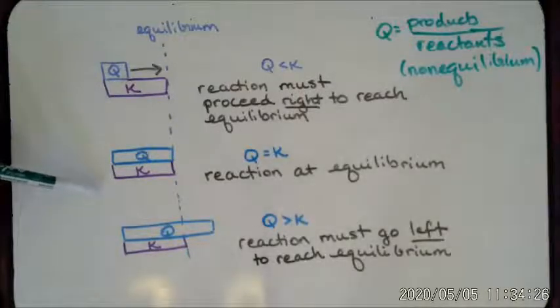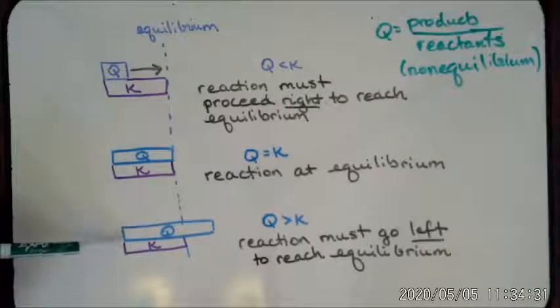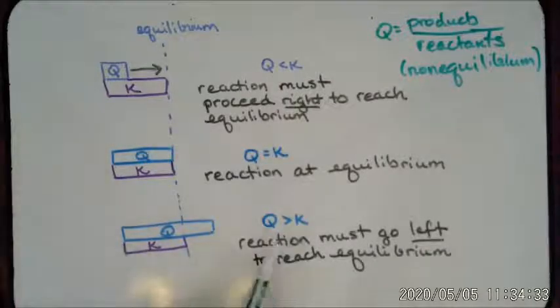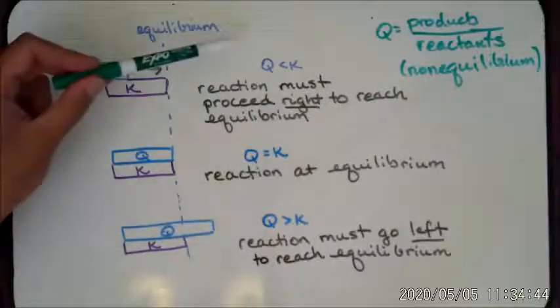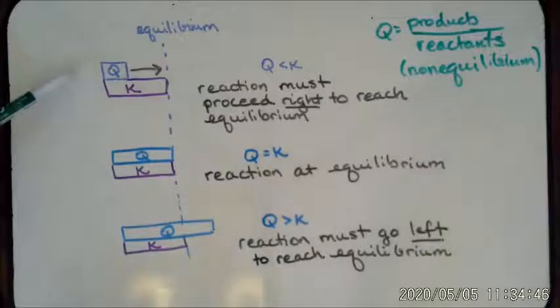If Q equals K, then you're at equilibrium. If Q is larger than K, then I have too much product, and I need to go to the left to decrease the amount of product and increase the amount of reactant to get to K. So, when Q is less than K, the reaction lies to the right. When Q is greater than K, the reaction lies to the left. And when Q equals K, you're at equilibrium.